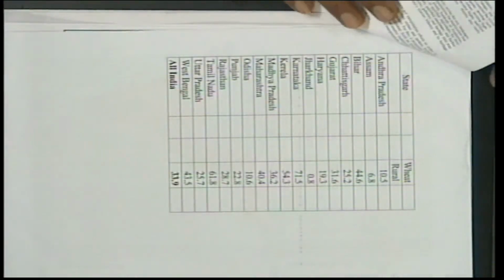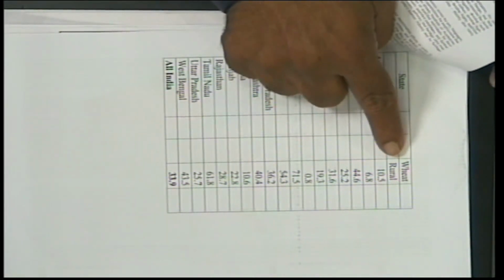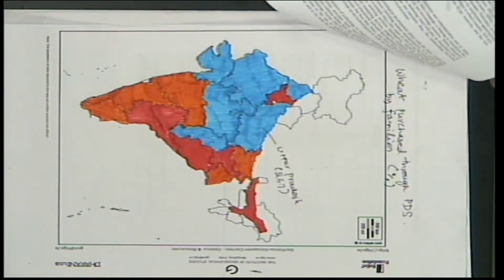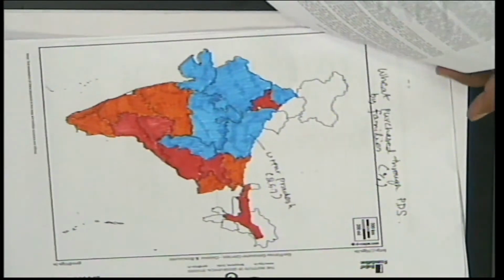What I attempted was, I asked the student to use just the wheat data, wheat purchase in the rural area. I put all this data here. Now this is coming like a graph. You see here, I used the data on the India map.